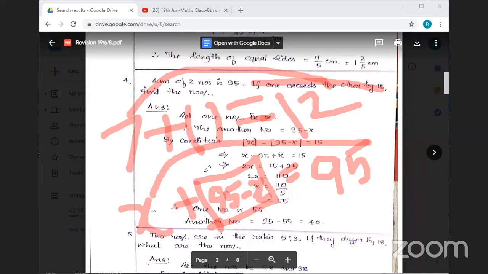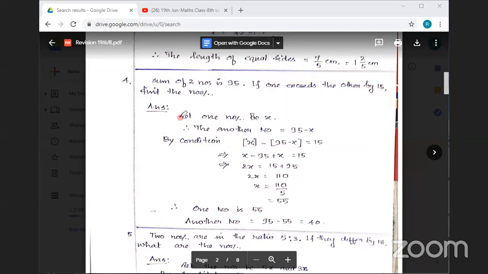If you understand this concept, then the problem is nothing. Once again, I will tell you. Let one number be x. Another number will be 95 minus x. Only then, if you add both, it will become 95. Now, what are they telling? One number exceeds the other by 15, so the difference of the two numbers is 15. Any doubt?